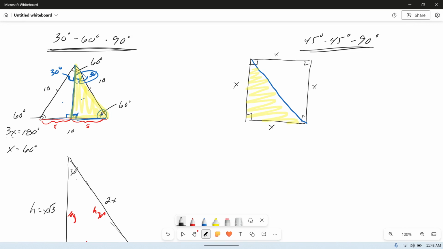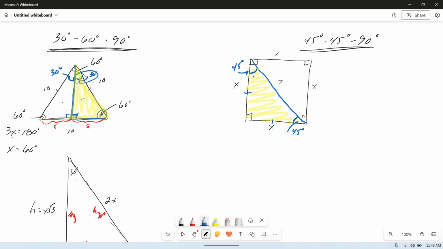So the question is, what is the length of the hypotenuse? Of course, before we get there, what's the measure of this angle here, and what's the measure of this angle here? Hopefully you'll recall that in triangles, if two sides are equal, the angles opposite them will be equal. So these two angles that we're looking for are the same and they add up to 90 degrees. Therefore, they must both be 45 degrees.